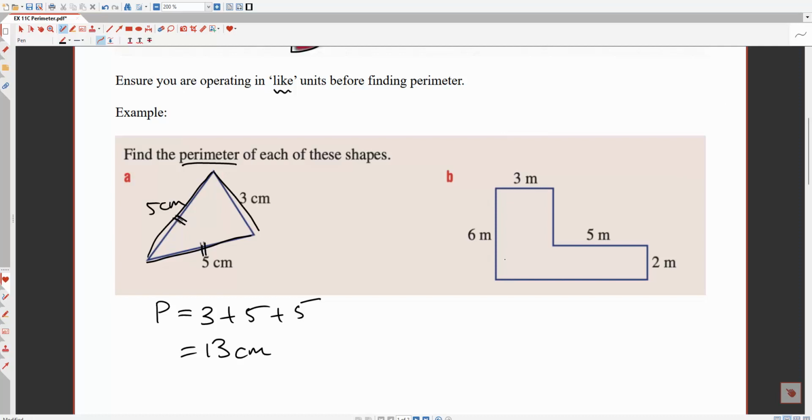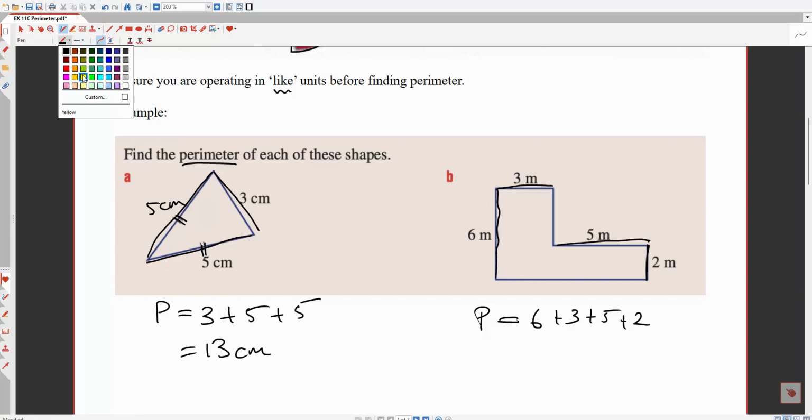Alright, what about this one? Let's write out P equals, and we do a quick check of the units, and they're all in meters, so that's fine, we're ready to go. Let's start adding together the lengths. We've got that one there, which is 6, this one here, which is 3, this one here, which is 5, and this one here, which is 2. We've actually got some other side lengths that we haven't included yet. So I'm going to switch to a highlighter and indicate which ones we've got left over. So we've got to do this side here.